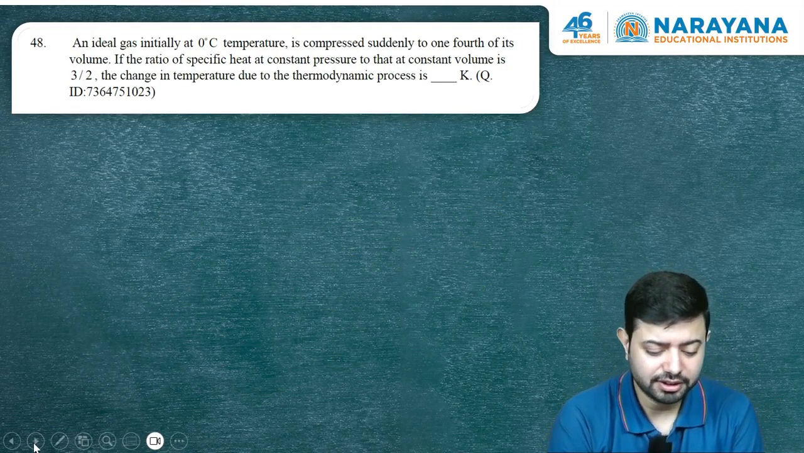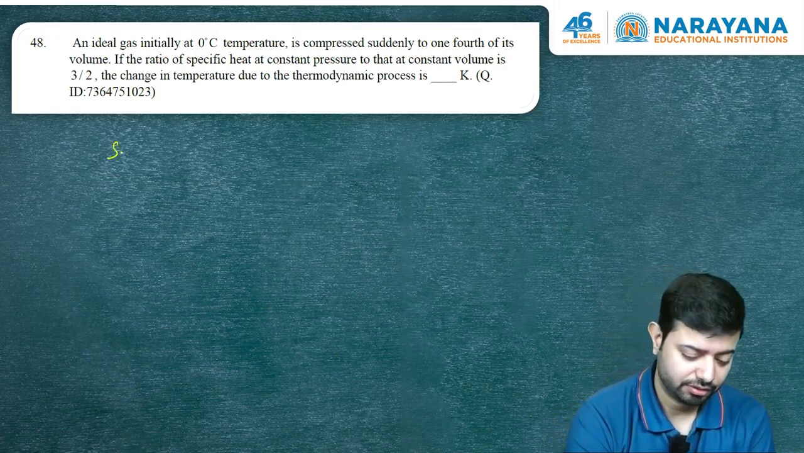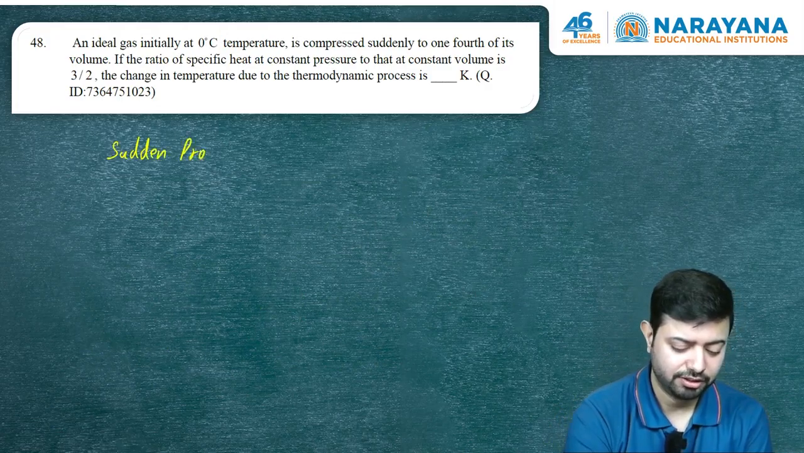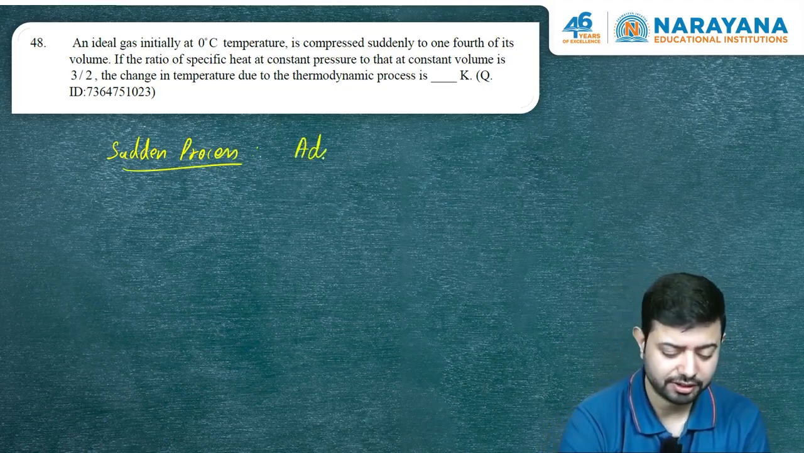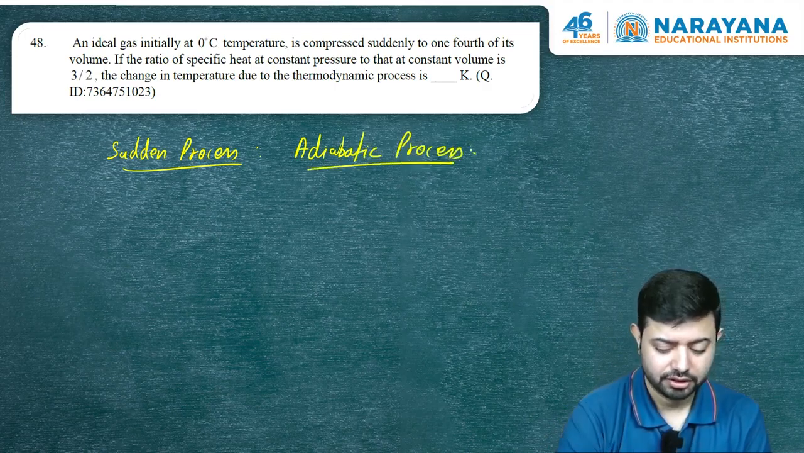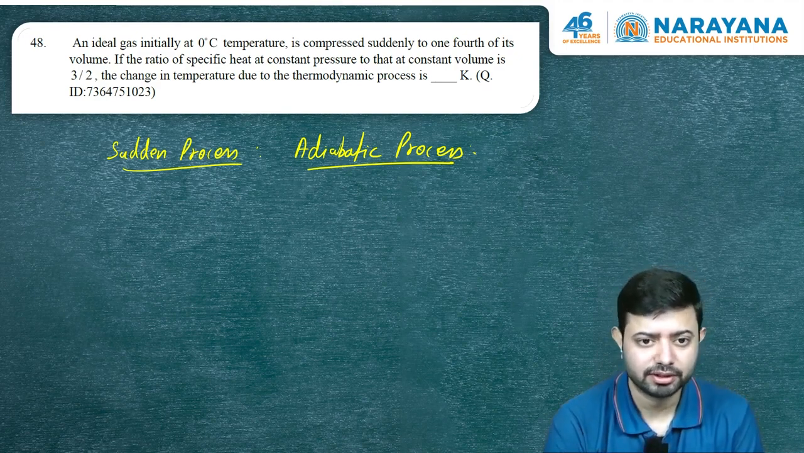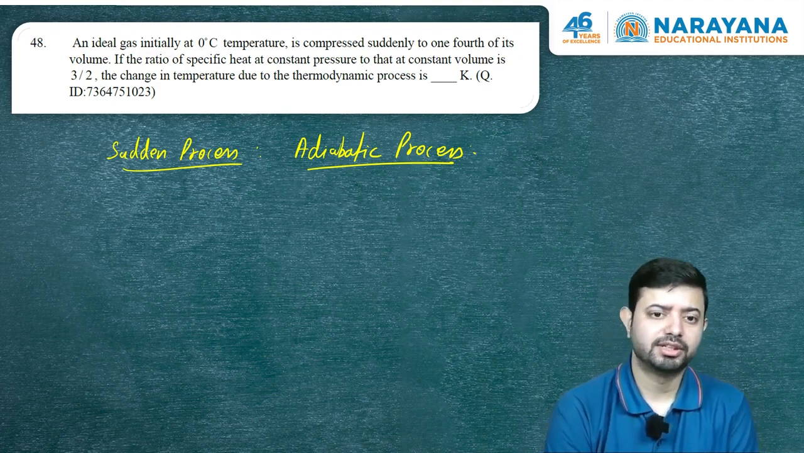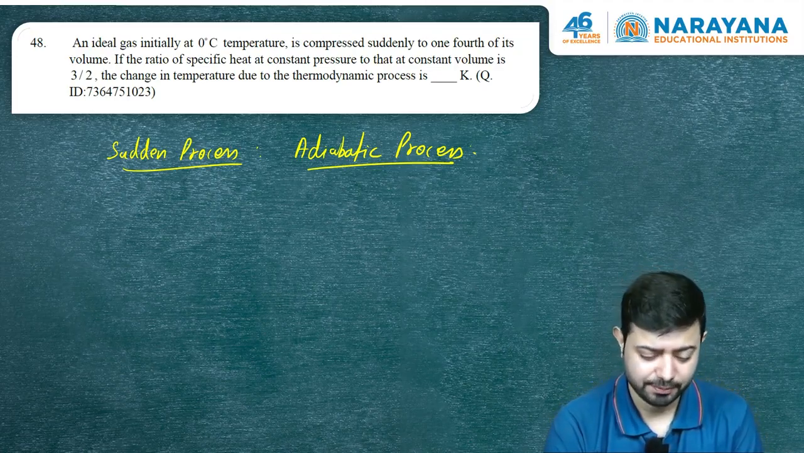An ideal gas initially at 0 degree Celsius is compressed suddenly to 1/4 of its volume. Sudden process, this is a very important point. What do you mean by sudden process? See, in a sudden process there is a specific type of thermodynamic process that will take place, which we call adiabatic process. Okay. Suddenly it appears, and there is no time for heat exchange to take place over there. So, delta Q, you can assume that it is almost 0, and an adiabatic process is going to take place over there, right.